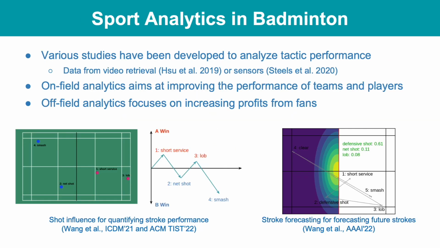In this paper, we focus on one of the turn-based sports, badminton, which has been carried out to develop on-field and off-field analytics for improving player performance and boosting fan engagement respectively. To investigate the performance of players, we focus on on-field analytics, and existing work mainly targets quantifying stroke performance and predicting future shot types and the corresponding locations of the return stroke.